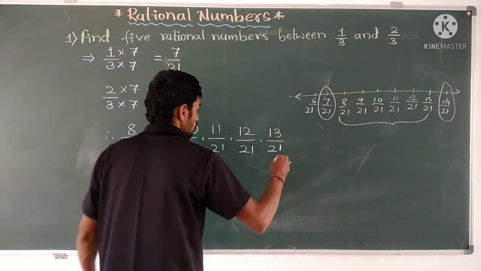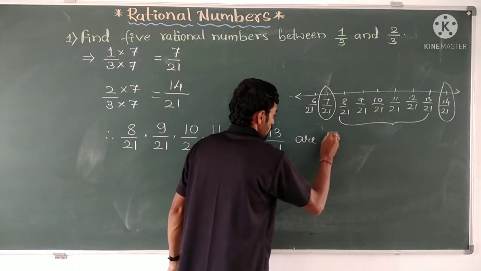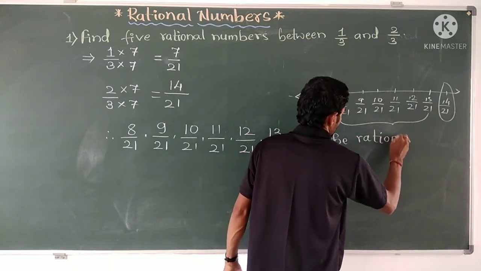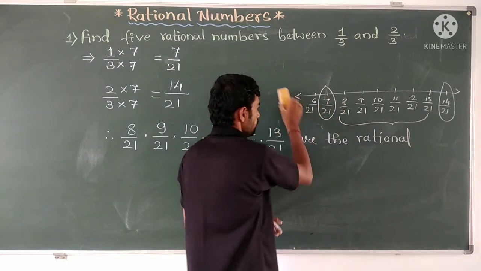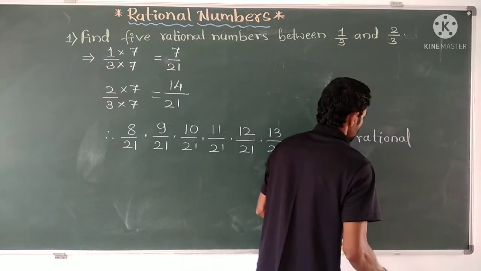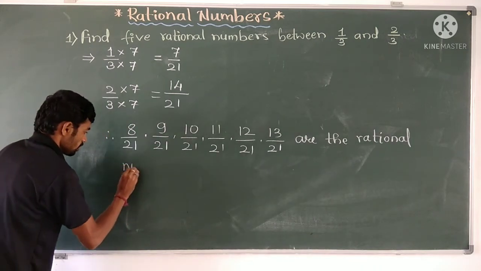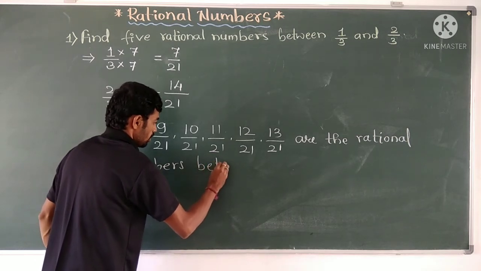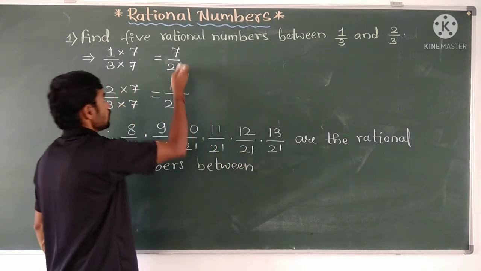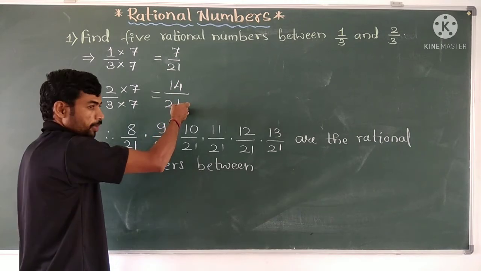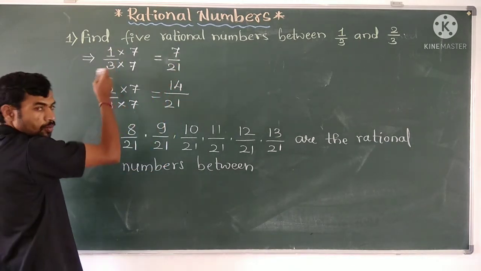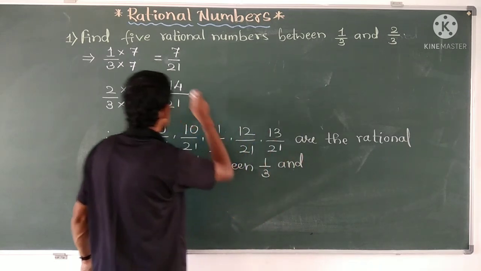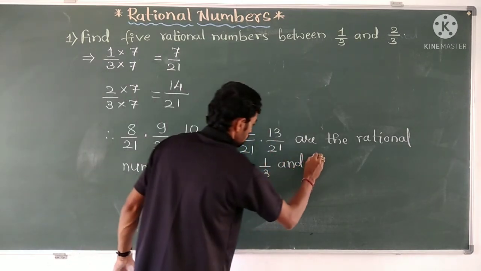These all are the rational numbers between 7 by 21 and 14 by 21. 7 by 21 means 1 by 3 and 14 by 21 means 2 by 3.